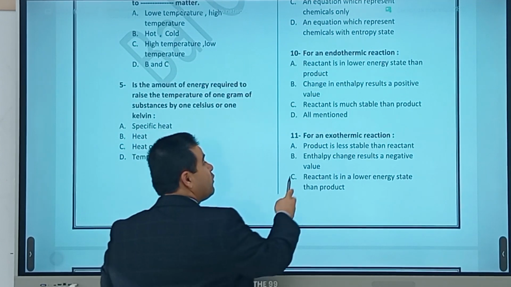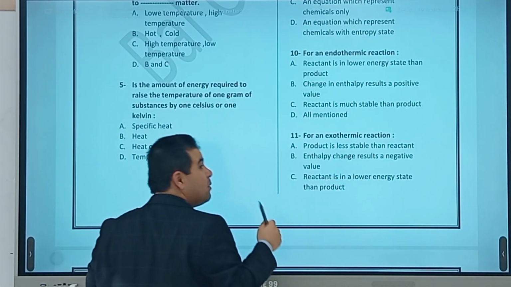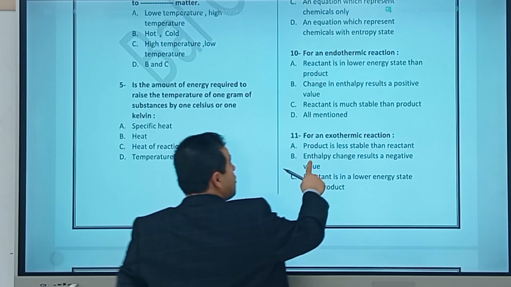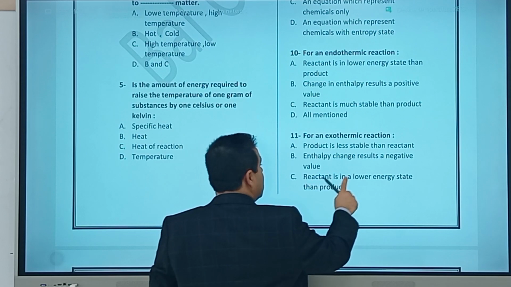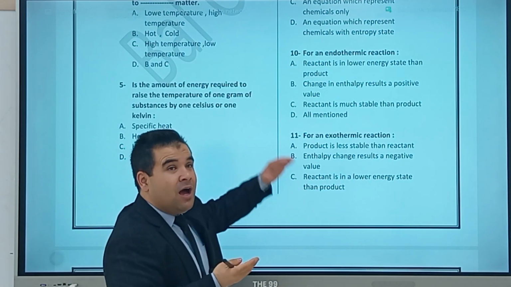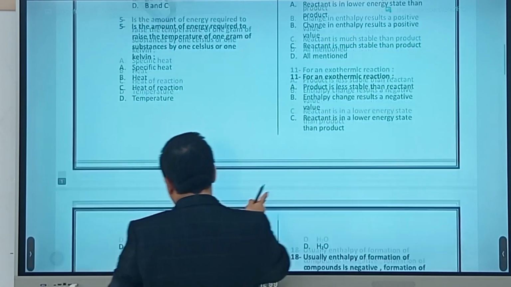For an exothermic reaction, the product is less stable than the reactant. Product is less stable, so this is true. Enthalpy change results in a negative value. Yes. The reactant is in a lower energy state? No. In exothermic reactions the reactant is in a higher position of energy. So B is the correct answer.